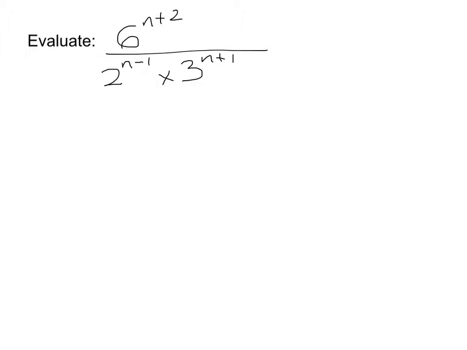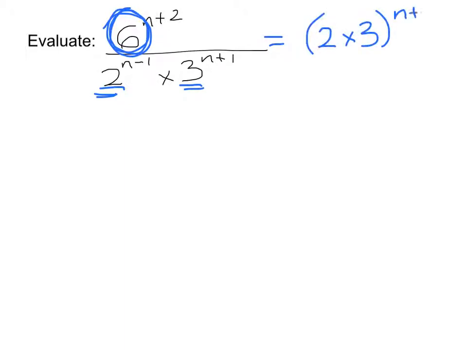Right, evaluate this one here. Slightly different in that we've got a 6 in here. So 6 is not a power of 2 or 3. However, it is 2 times 3. So we're going to rewrite it like this. 2 times 3 to the power of n plus 2 divided by 2 to the power of n minus 1 times 3 to the power of n plus 1.